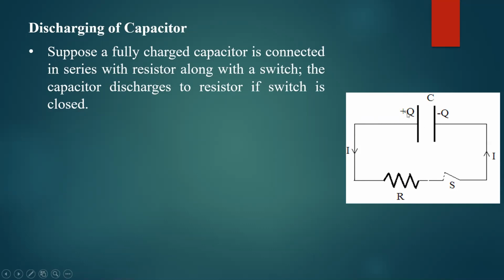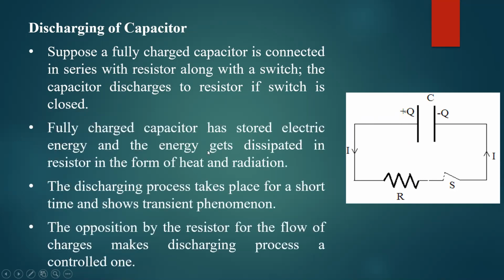So now the capacitor acts like a battery, because it has charges and it will send the charges if there is a closed path. Okay. So the fully charged capacitor has stored electrical energy and the energy gets dissipated in the resistor in the form of heat and radiation. So energy will be lost in the form of heat.